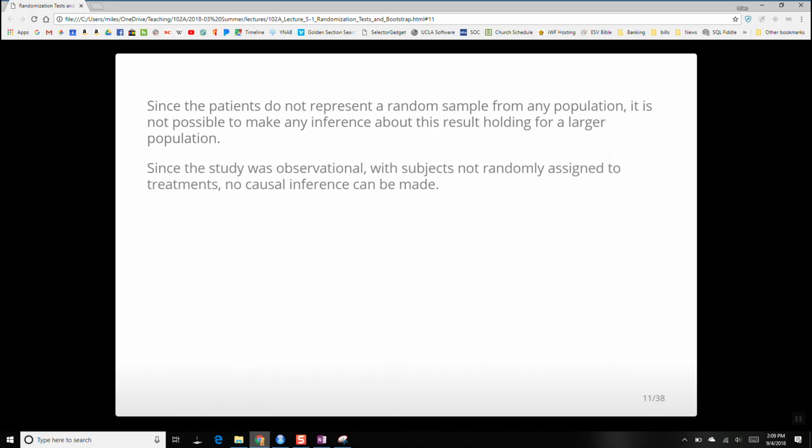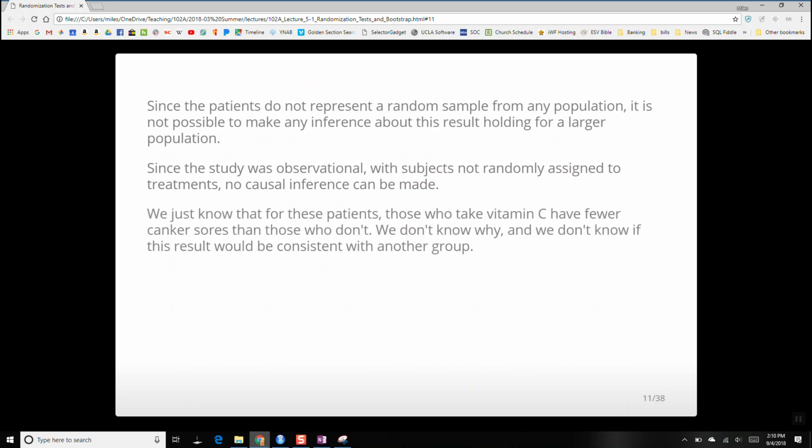Okay. The other part is that the study is observational, which means no random assignment was used, so we cannot make cause and effect conclusions. Okay, so even though we find a relationship between vitamin C and the proportion of canker sores, we cannot then conclude that vitamin C is the reason why people have fewer canker sores. Because there's no random assignment, no causal inference can be made.